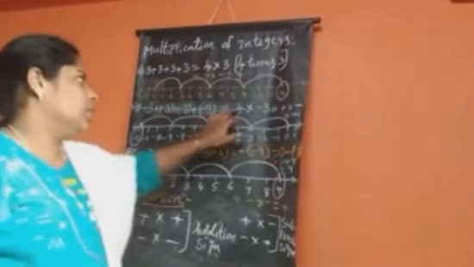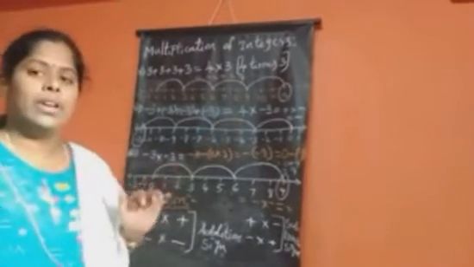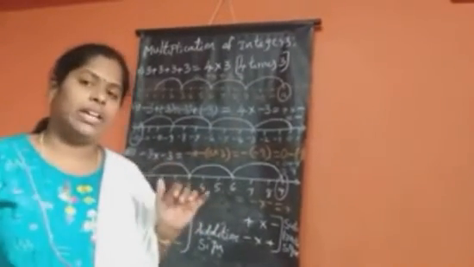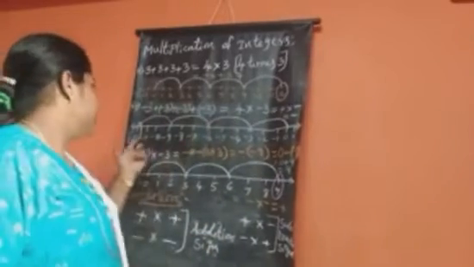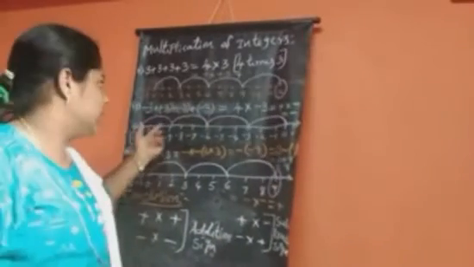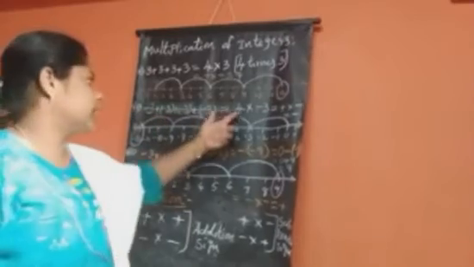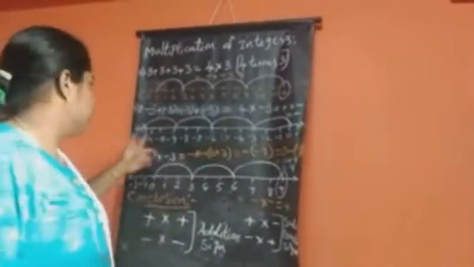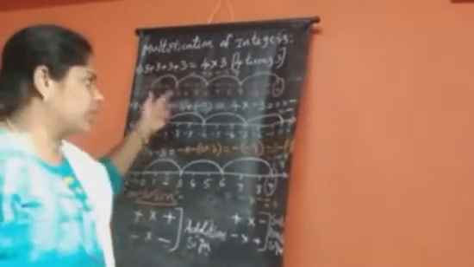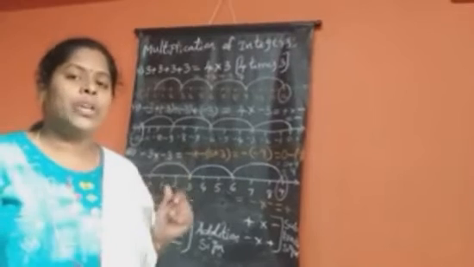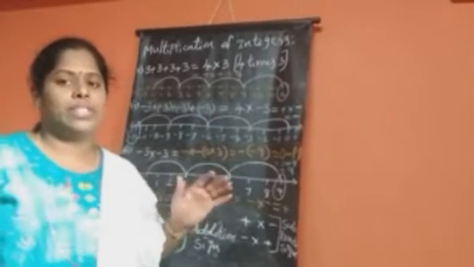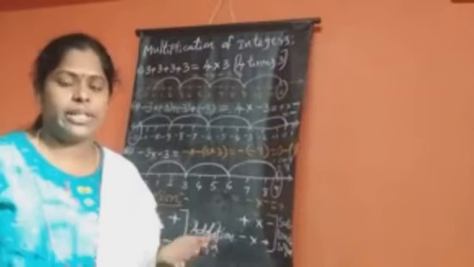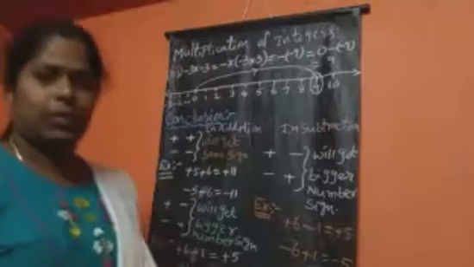That means in multiplication, when the numbers have opposite signs, we will get a negative answer. This example tells us that we add minus 3 up to 4 times, that's why we will get a negative answer. So from this example, we can conclude that in multiplication, the numbers which have opposite signs give a negative sign.